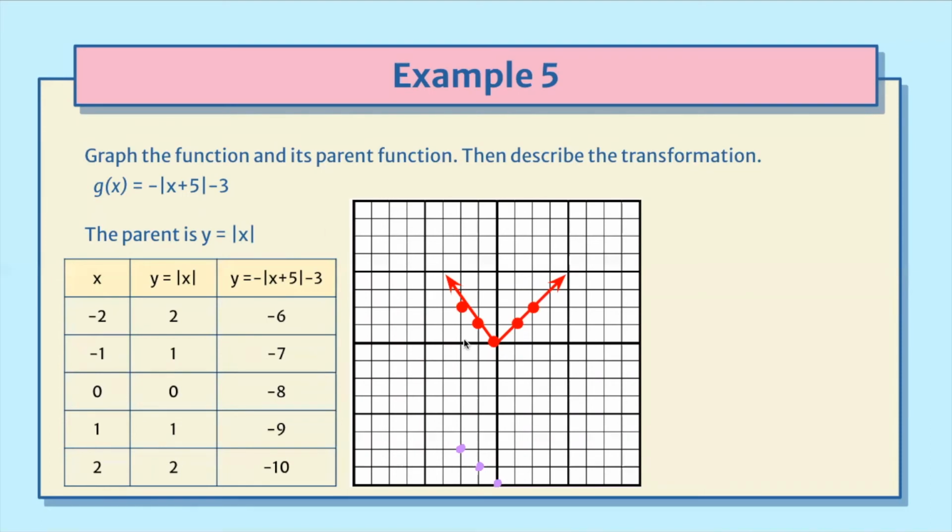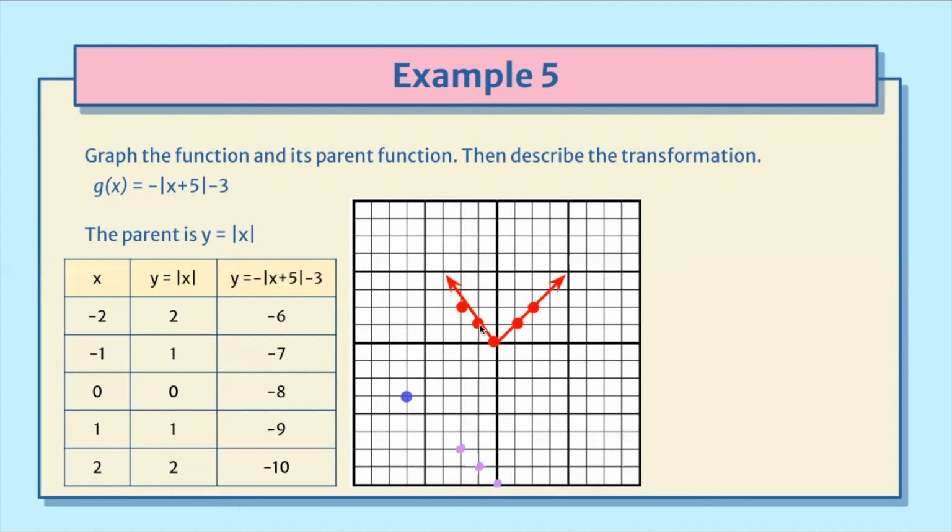So we're going to start with 0, 0. If we reflect it over the x-axis, it'll still be 0, 0 because it's on the x-axis. Now we're going to move it over 5 and down 3 because from the equation we can see that there is a transformation 5 units to the left from the +5 inside the absolute value bars, and then down 3 because of the -3 outside of the absolute value bars. So here is the 0, 0.